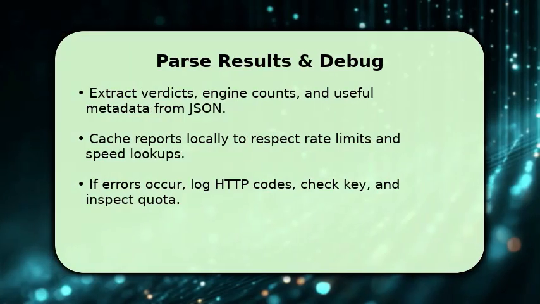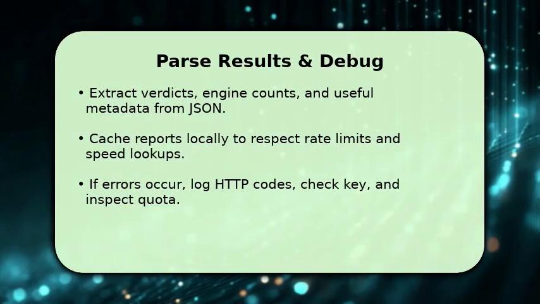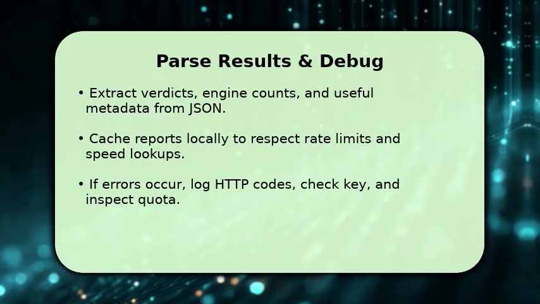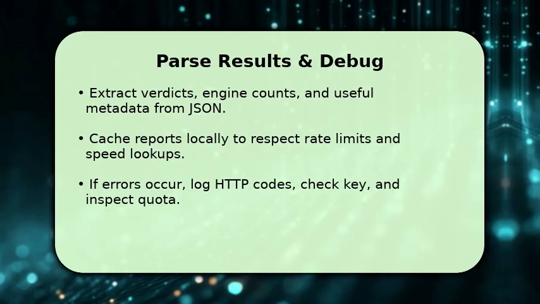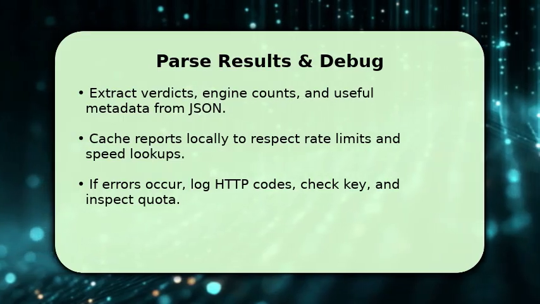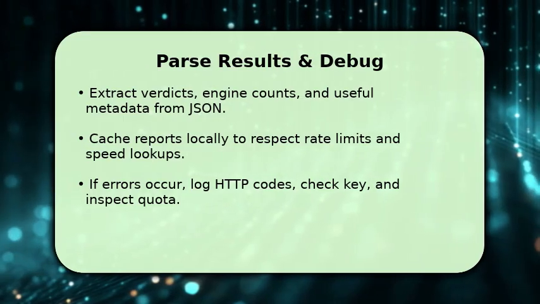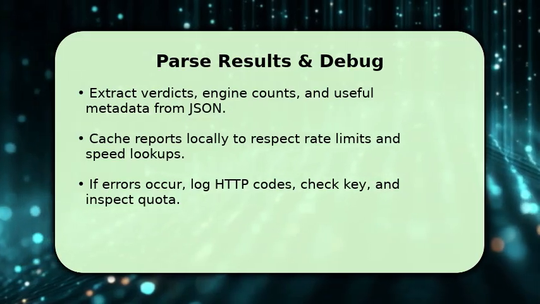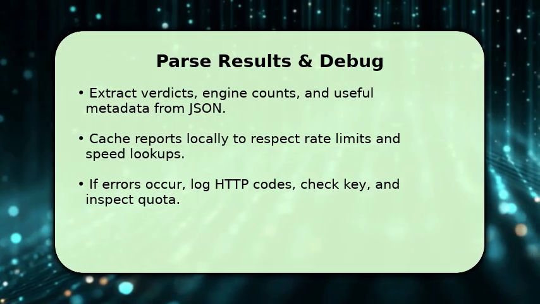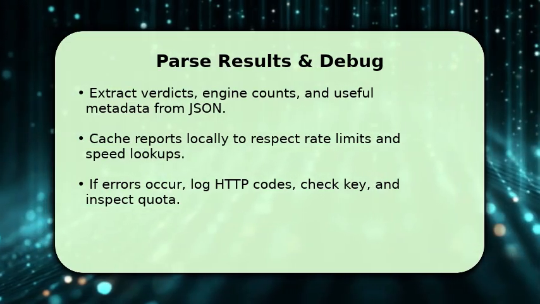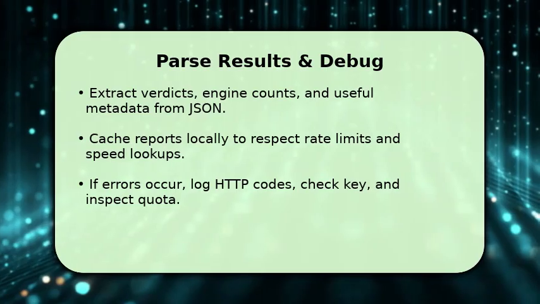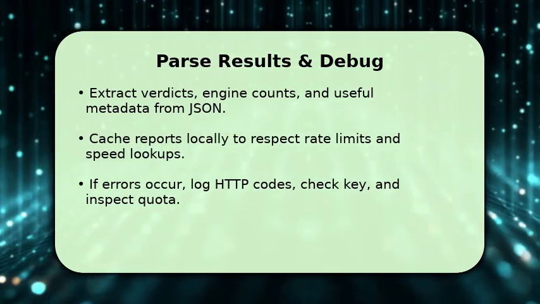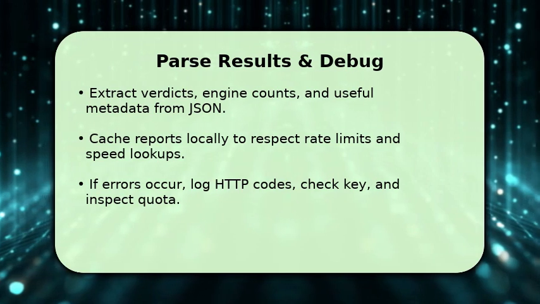Finish by parsing the JSON report. Pull overall verdicts, individual engine detections, file hashes, and useful metadata so you can act on findings programmatically. Once parsed, cache reports locally or in a DB to avoid repeated queries and to respect rate limits while speeding future checks. If you hit errors, log HTTP status codes and response messages, confirm your API key scope and quota, then rerun with a short delay. These steps will resolve most connectivity and quota issues quickly.